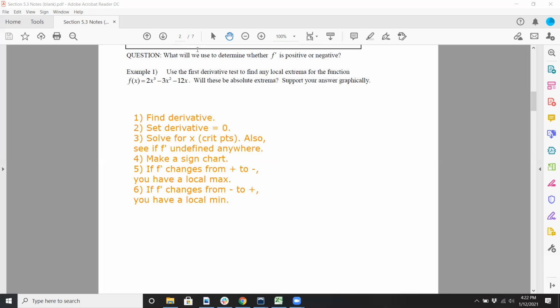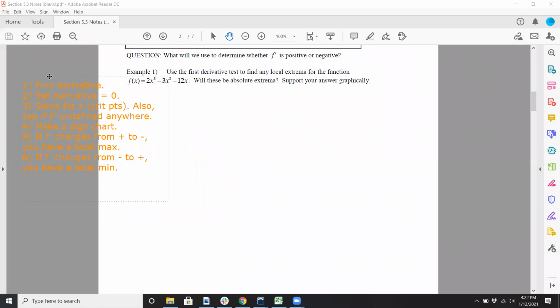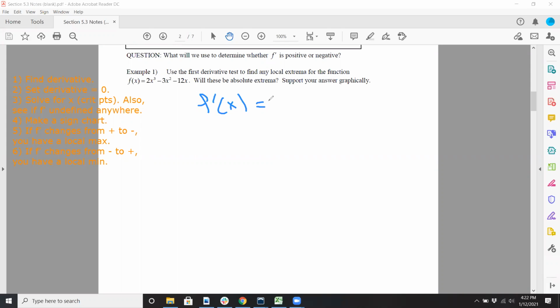So here are my steps. We're going to find our derivative. After we find the derivative, set it equal to 0. Then we solve for x, which gives the critical points, and also see if f prime is undefined anywhere. So f prime is going to be easy: 6x squared minus 6x minus 12. Set it equal to 0, that's the second step, and at the same time I'm going to factor out 6.